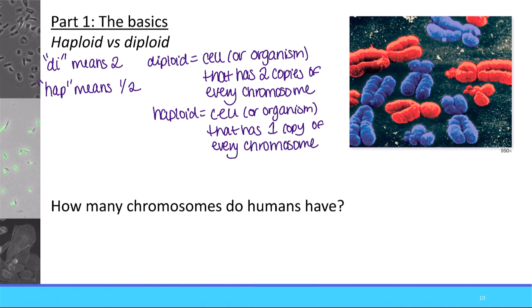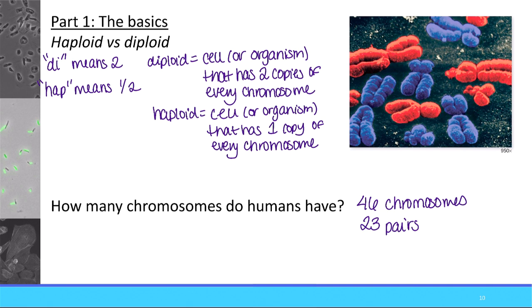Okay, so if you can keep straight that di means 2, that means 2 copies of every chromosome. So every chromosome actually comes as a pair, and that will become really important for our question: how many chromosomes do humans have? So humans have 46 chromosomes total. We can also say that we have 23 pairs of chromosomes. That goes back to the idea that 23 of our chromosomes come from the biological mother and 23 come from the biological father. So 23 pairs times 2 is 46 total chromosomes.